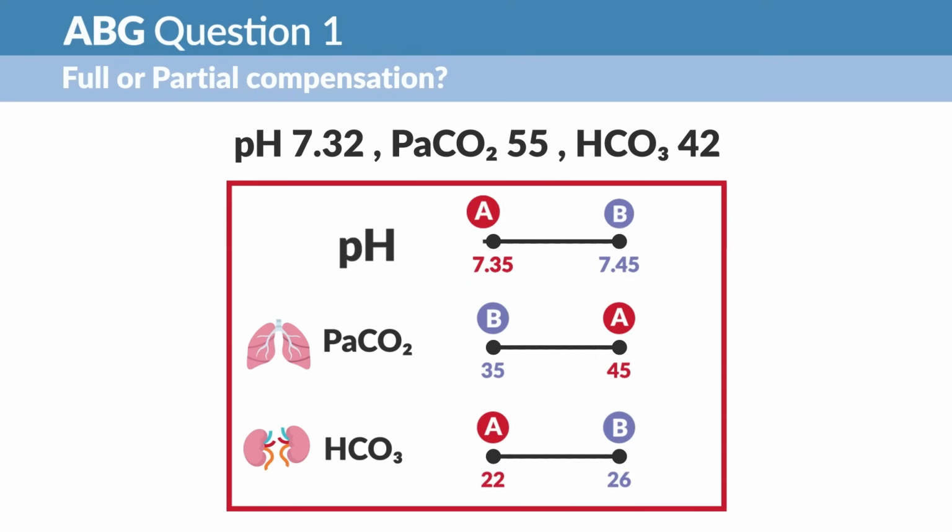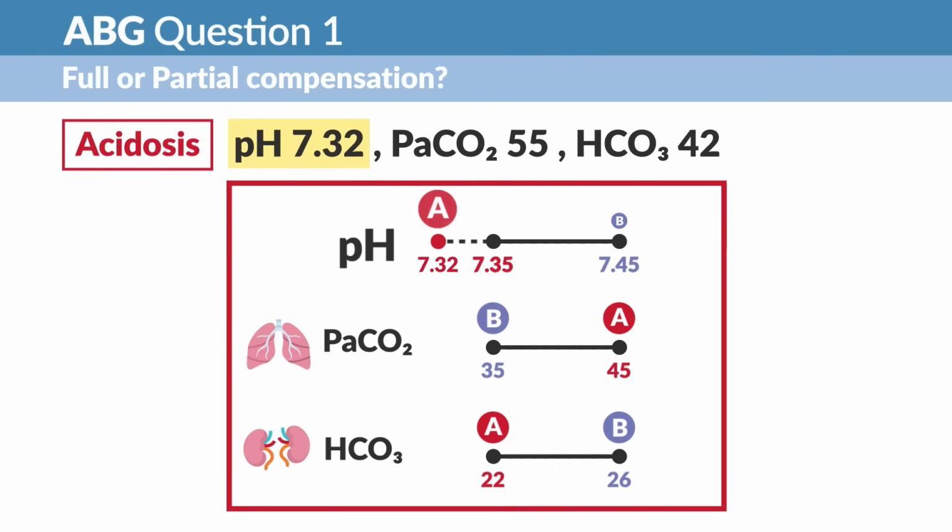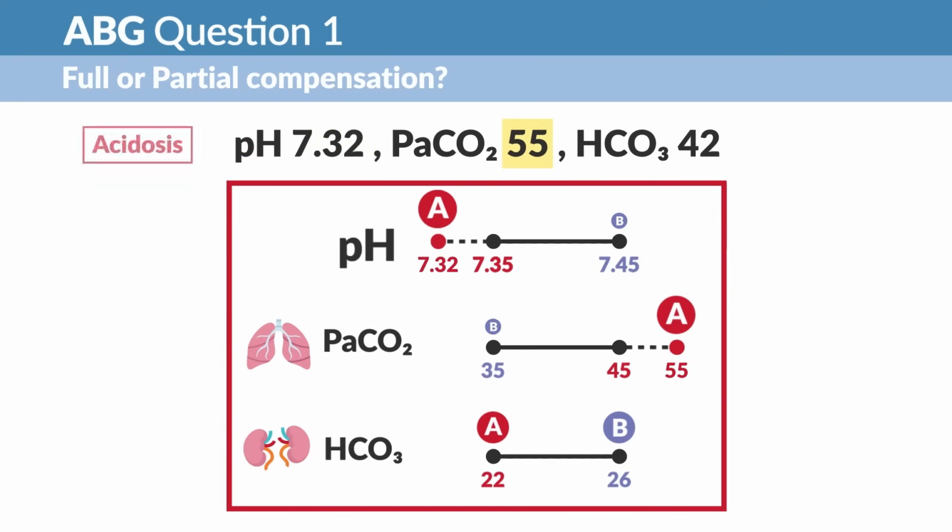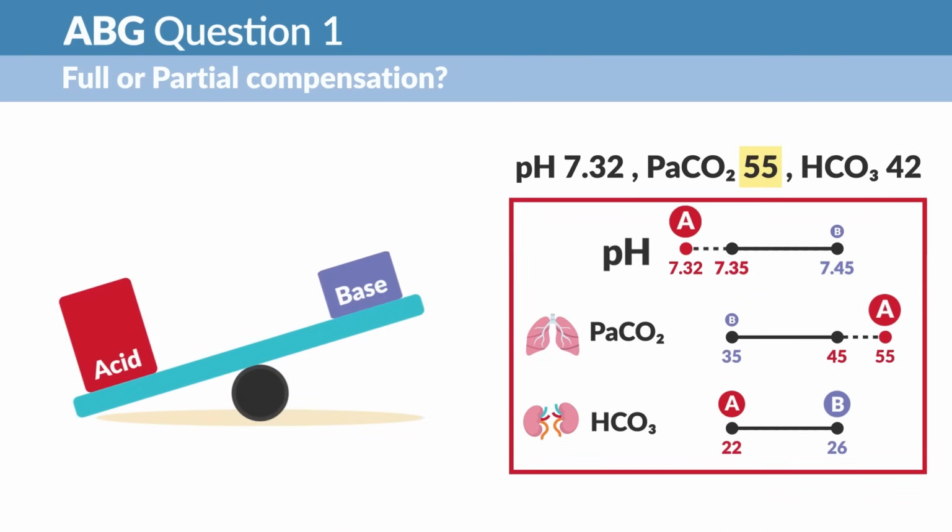Step number 1, the pH is acid, 7.32. Step 2, we're going to find the match like normal. And we find that CO2 is a little bit high and in the acid range. So we know the respiratory icon, it's respiratory acidosis. So the body is in an acidotic state.